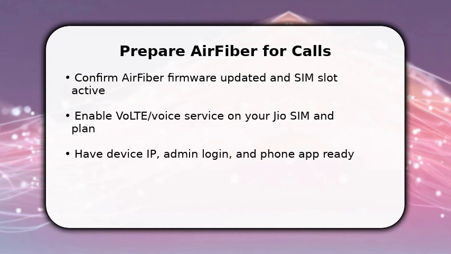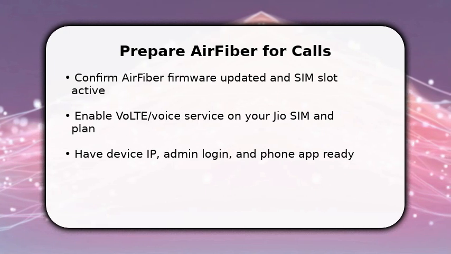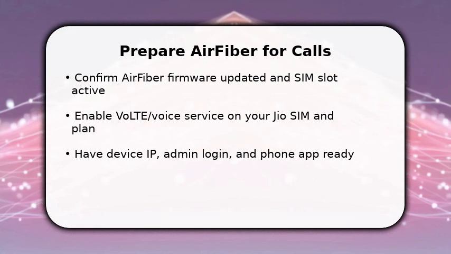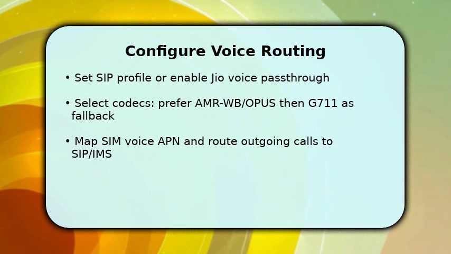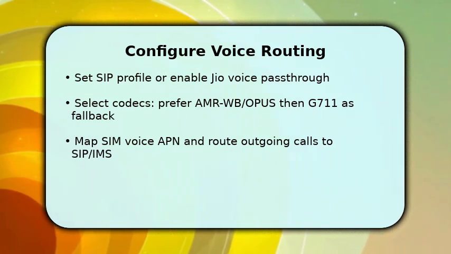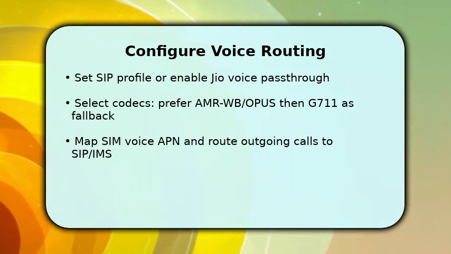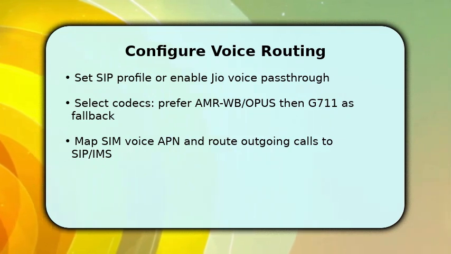Now you configure voice routing inside the Airfiber settings. This is the complex middle step because signaling, codecs, and routing must align. You create or enable a SIP/IMS profile pointing to carrier parameters, then prioritize high-quality codecs like AMRWB or Opus with G711 fallback to ensure compatibility.